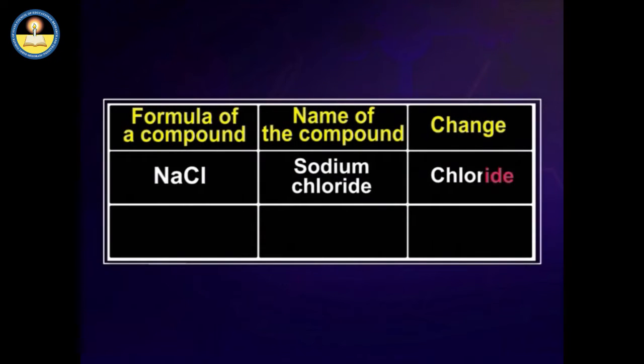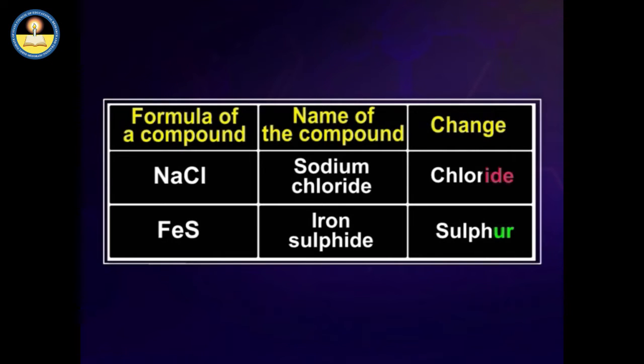Formula of the compound is FeS. Its name is iron sulfide. Here, sulfur has been changed to sulfide.